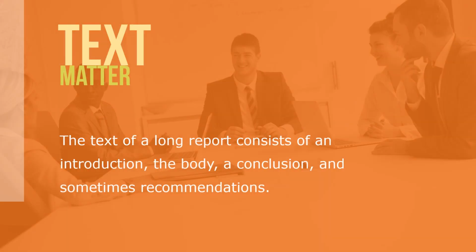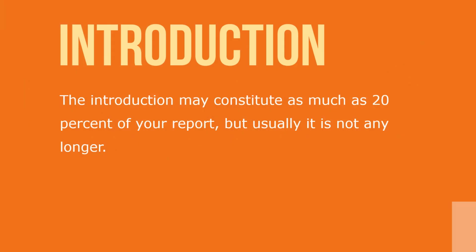Next is the text of the report. The text of a lawn report contains an introduction, the body, a conclusion, and sometimes recommendations. The introduction may consist of as much as 20% of your report, but usually it's not any longer. If it were, the introduction would be disproportionate to the rest of your work, especially the body. The introduction is essential because it tells readers why your report was written and thus helps them to understand and interpret everything that follows.